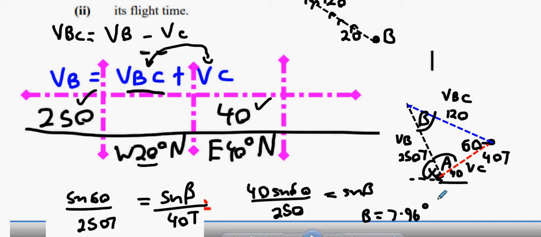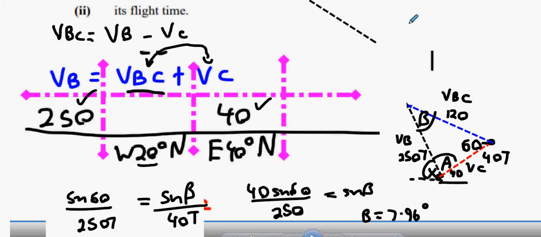Now, is the other answer acceptable? There's generally two answers. Is 172.04 an acceptable answer for this question? Yay or nay? You should be able to tell me right away. No. Why? It's too large. There's already a 60-degree angle in there, so it isn't going to work. So that's gone.